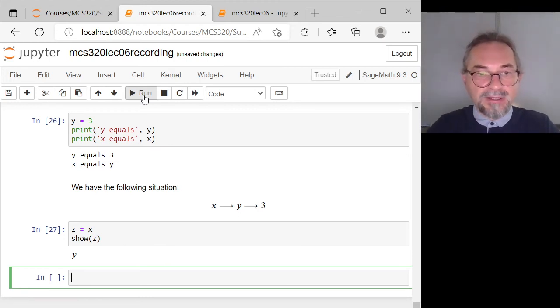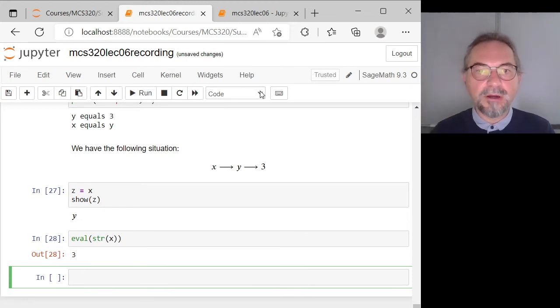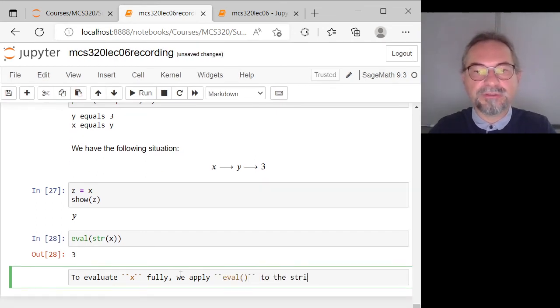Okay, so how can I force the evaluation? Well, I can evaluate the string, and that fully evaluates to 3. So we follow the arrows, x goes to y, y goes to 3. So to evaluate x fully, we apply eval to the string representation of x.